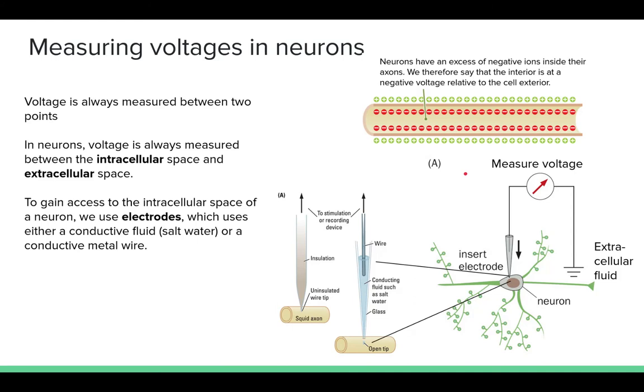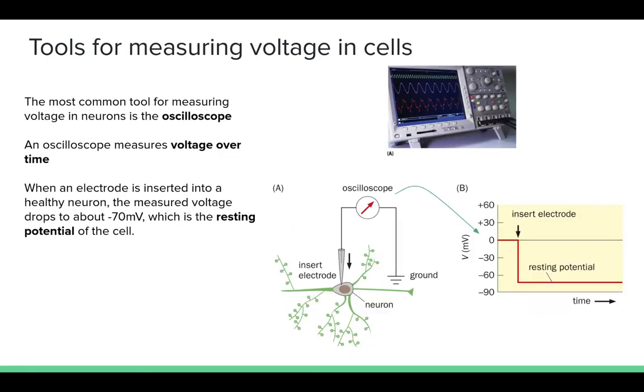Now, up until now, I've been kind of vague about what exactly this voltage measuring device is. There are many different ways of measuring voltage in neurons. One of the simplest and most common ones, one that's been used for many, many years, is called an oscilloscope. An oscilloscope is basically a device that measures voltage over time.